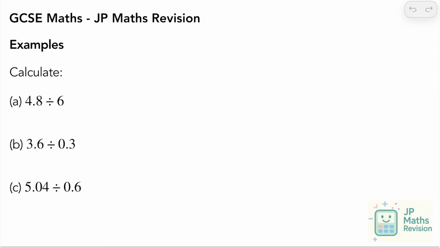So we need to first calculate 4.8 divided by 6. We're going to use the bus stop method. So the 6 goes outside the bus stop and we have 4.8 on the inside. So 6 goes into 4 0 times, remainder 4. We put the decimal place over here to line up with the decimal place on the 4.8. And then 6 into 48 is 8. So the answer to this one is 0.8.